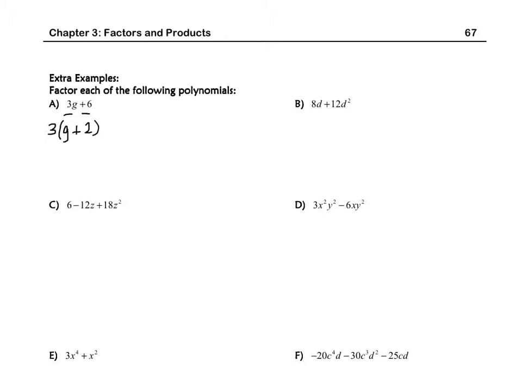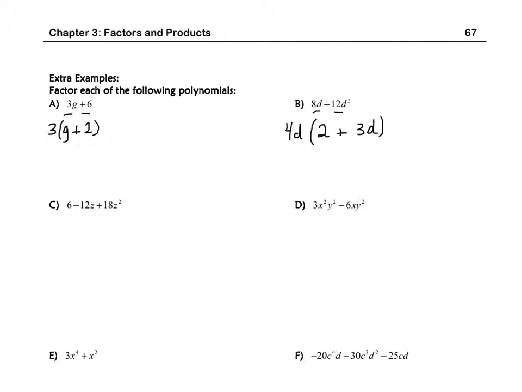In B, if you look at each term individually, 8 and 12 have a common factor of 4. That would be the greatest common factor for 8 and 12. And both of those terms have a d, so d would be in the greatest common factor. So that means 8d divided by the 4d, you'd be left with 2. And then 12d squared divided by the 4d. 12 divided by 4 is 3. And then the d taken out of the d squared, you'd still be left with a d.